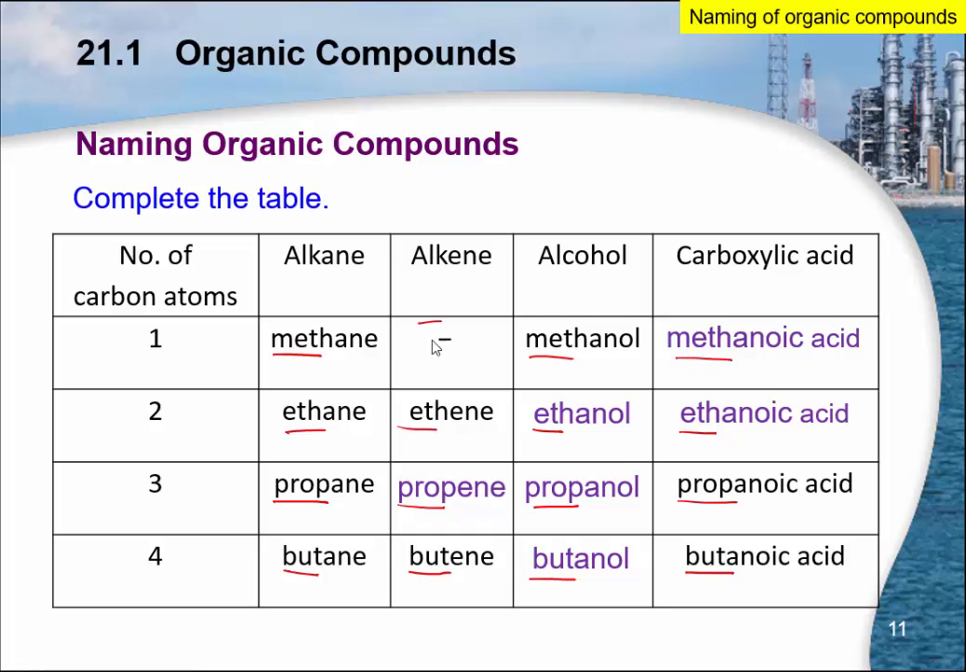Now why is it there's no alkene with 1 carbon? Because alkene must have a carbon-carbon double bond. So with a carbon-carbon double bond, the minimum number of carbon must be 2.